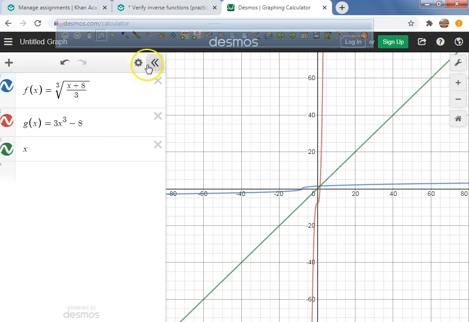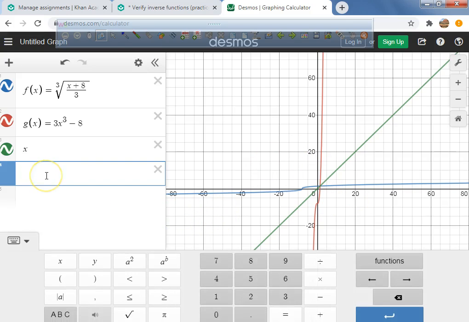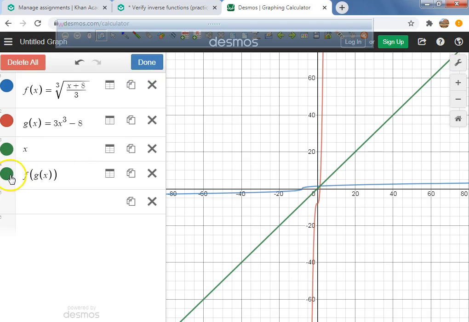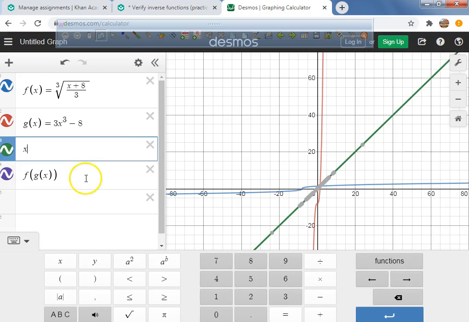And do these look like inverses to you right there? Do they reflect across y equals x? They look like they do reflect across y equals x. But how could you check it? F of g of x. And what do you notice? Well, it's kind of hard to see because green matches green. Or how about this? How about purple? What do you notice now?